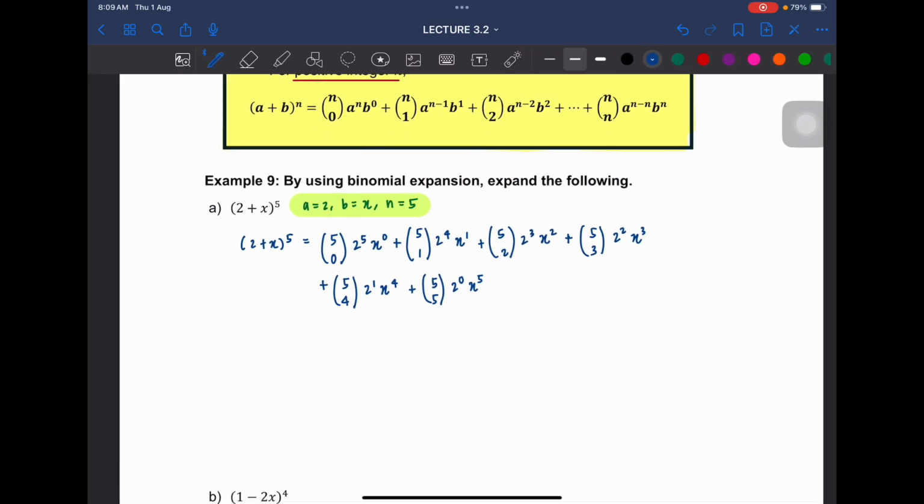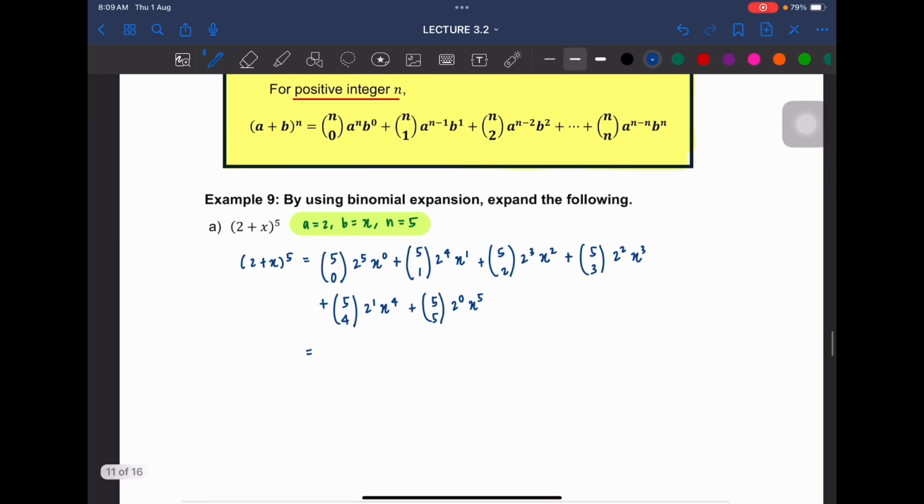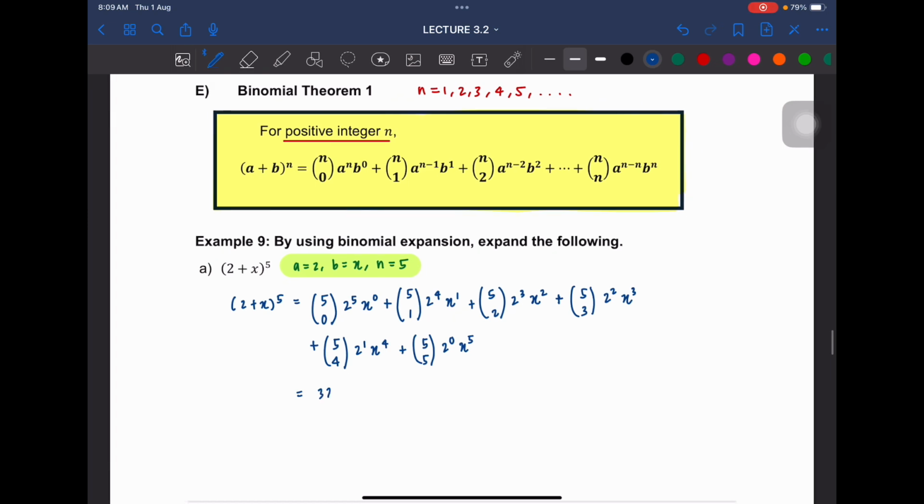Now we need to calculate the value yang kita boleh calculate. So for this one, the first expansion, we have x to the power of 0. So anything to the power of 0 is 1. So 1 multiply with this, you just need to press your calculator. 5 choose 0, multiply with 2 to the power of 5. You're going to get 32. Okay, plus, expand this one.